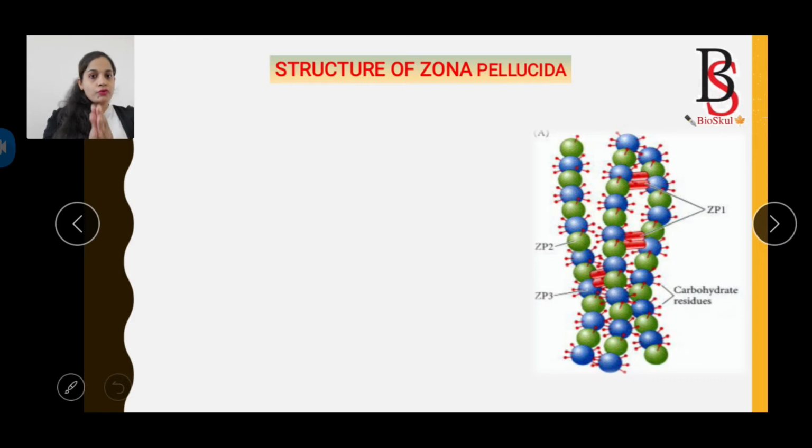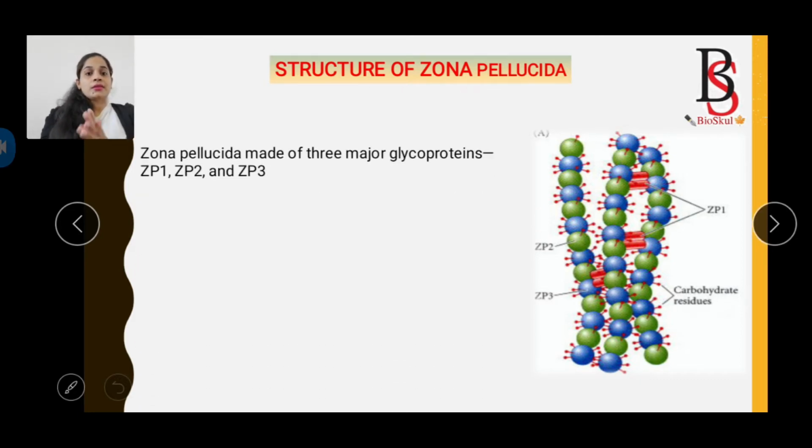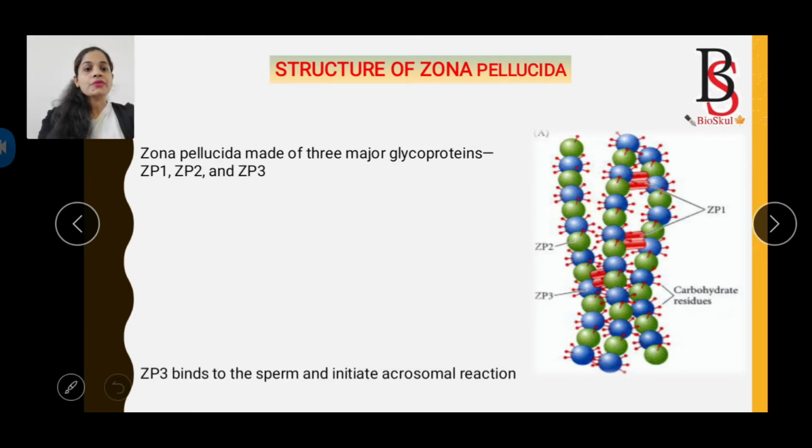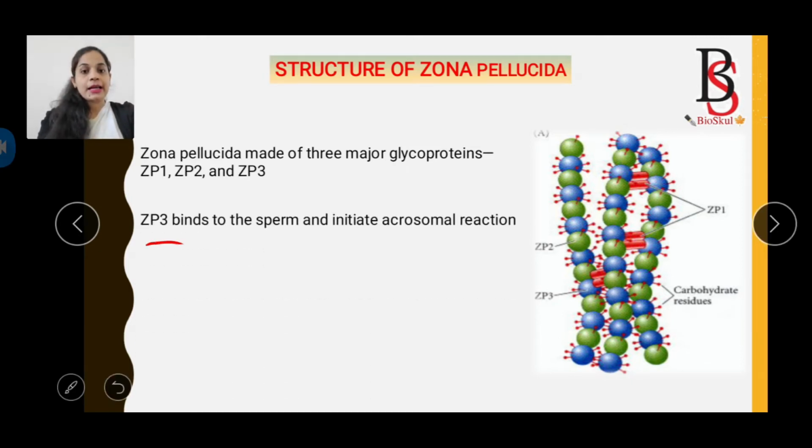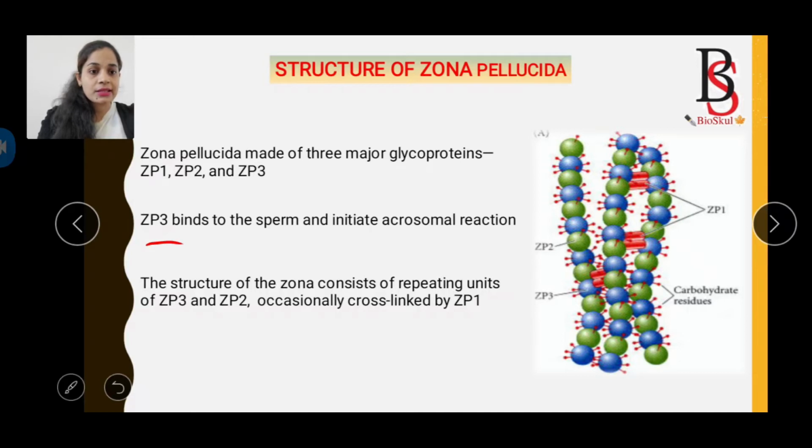Now coming to the structure of zona pellucida. Zona pellucida is made up of three major glycoproteins, that is zona pellucida 1, zona pellucida 2 and zona pellucida 3. Out of the three, zona pellucida 3 binds to the sperm and initiates the acrosomal reaction. Which zona pellucida protein binds and initiates the acrosomal reaction? That is ZP3. Here in the diagram, as you can see, the blue color is ZP3. It binds to ZP2. They are arranged in repeating units, and sometimes the ZP3 and ZP2 repeating units are cross-linked by ZP1.